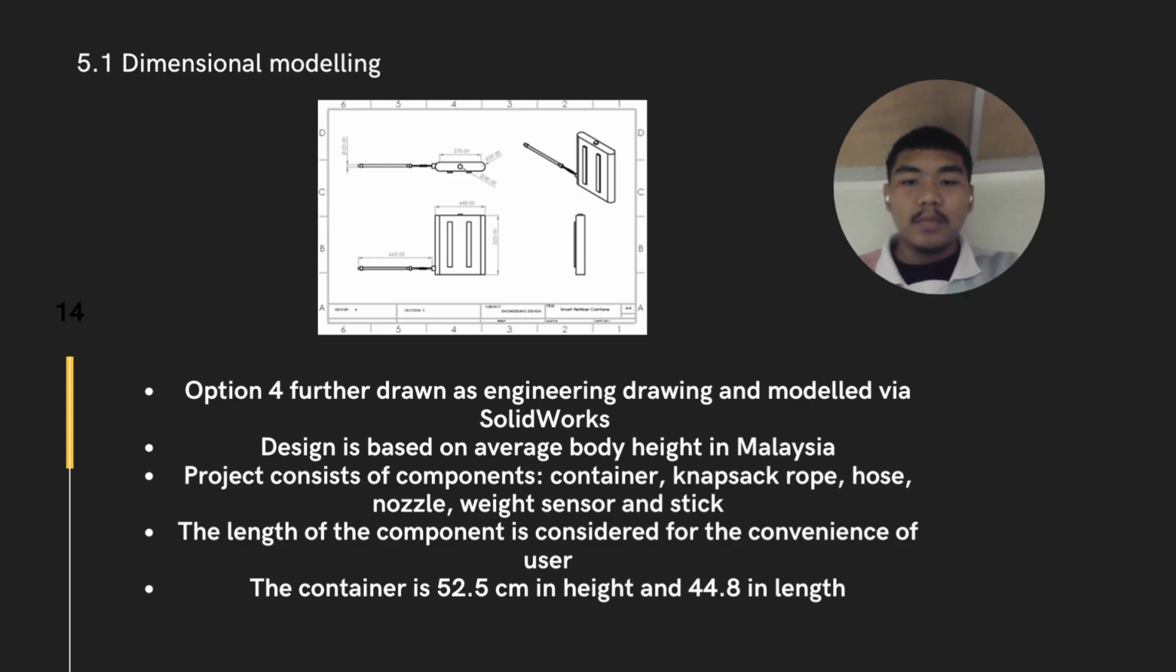As you can see, option 4 is further drawn as an engineering drawing and modeled via SolidWorks. The design is based on the average body height in Malaysia. The project consists of these components: container, knapsack, rope, hose, nozzle, weight sensor, and stick. The length of the components is considered for the convenience of the user, and the container is 52.5 cm in height and 44.8 cm in length.